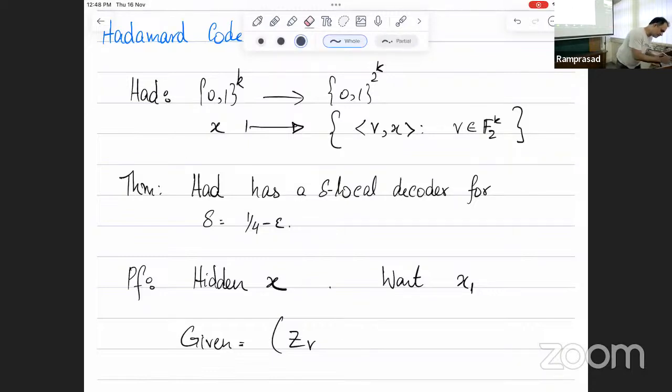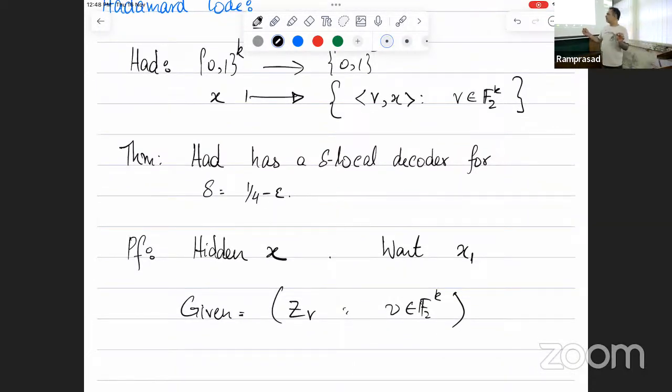Maybe let's not say this. Okay. So z_v for all v in F_2^k. So that's what is given to me. But if this were the Hadamard encoding of x, now obviously one of the things that show up is x inner product with e1, the indicator vector which just has a 1. So I will just read it off that.